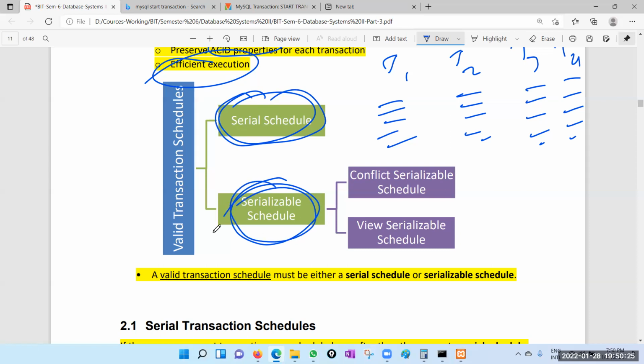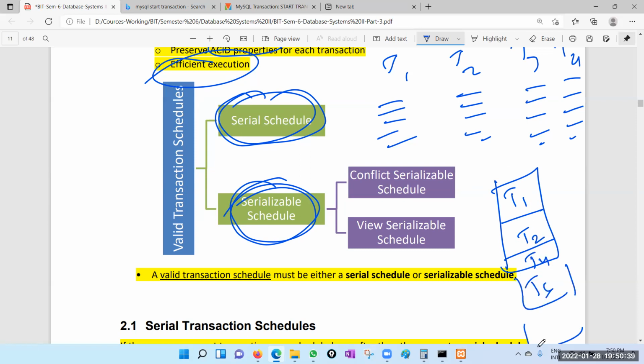Okay. So a serial schedule means the schedule is actually serial. One transaction is completed, then go to the second transaction, maybe transaction 4, transaction 6, maybe then transaction 3. It doesn't matter. There is no rule saying T1, T2, T3, T4. No.